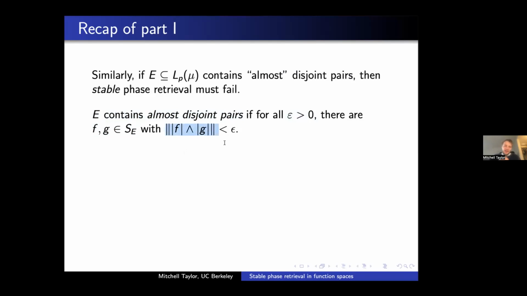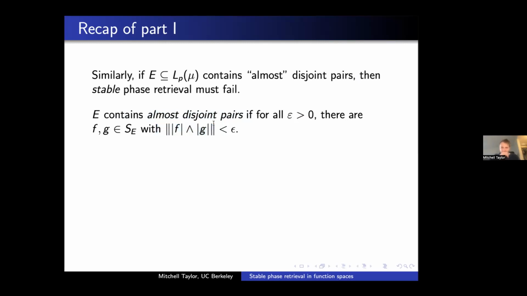Okay. And I just want to introduce this because I'm going to use the language of almost disjoint pairs and almost disjoint sequences. But when I use this language, I'm always assuming that the functions I start with are normalized. Because obviously, if f and g were 0, this would be true. But what I want is two functions that lie in the sphere whose pairwise inf becomes very small.